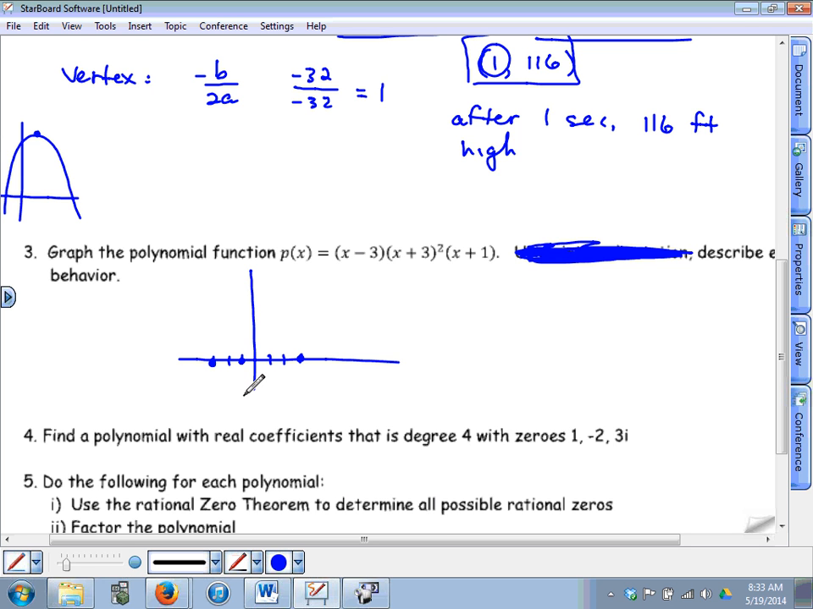Other thing you need to consider is the type of polynomial. This is a 4th degree because you have 4 factors, 1, 2, 3, 4. So that means the end behavior looks like this. End behavior is traveling in the same direction on a 4th degree polynomial. So what you got to figure out then is what's the behavior as the graph approaches each 0. What happens here at negative 3?